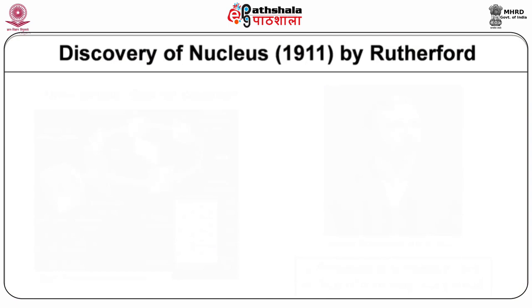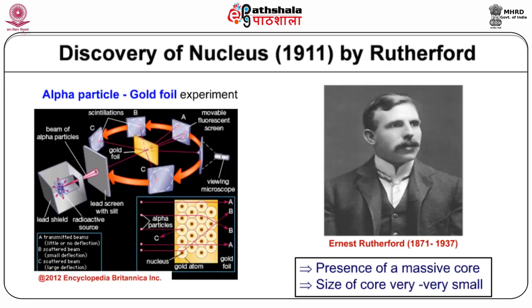If we go into the history of nuclear physics, we find that nuclear physics really started after the discovery of the nucleus by Rutherford. In some sense, we can say that Rutherford's discovery was an accidental discovery, because he was trying to modify Bohr's atomic model, and in that process, whatever experiment he performed, when he analyzed it, he discovered the nucleus.